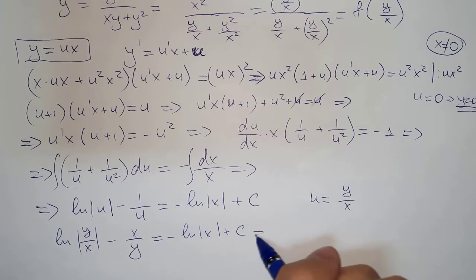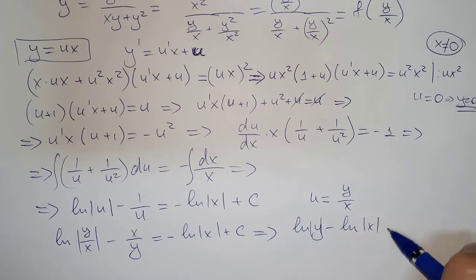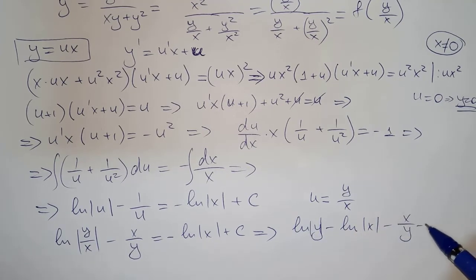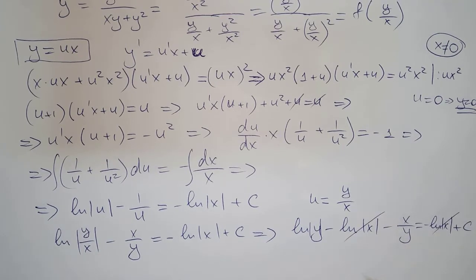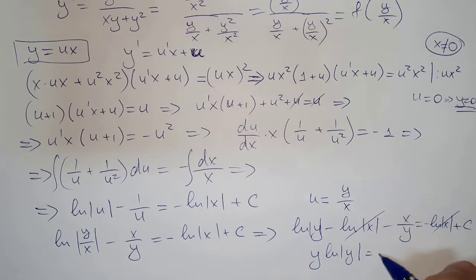Let's open this natural logarithm, and we have the natural logarithm of y minus the natural logarithm of x, and minus x over y equals minus the natural logarithm of x plus a constant. They cancel. And we have, let's do a common denominator, y natural logarithm of y equals c times y plus x.